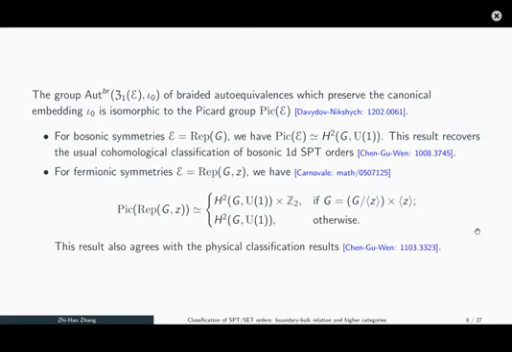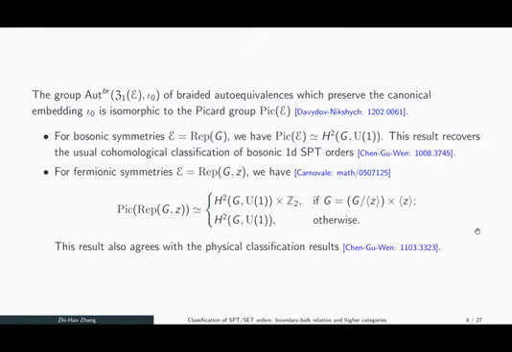And we also know this group is isomorphic to the Picard group of E. And these Picard groups are also well known for mathematicians. For bosonic symmetries, E is equal to Rep G. Then this Picard group is isomorphic to the group cohomology H^2. This result also recovers the usual cohomological classification of bosonic 1D SPT orders.